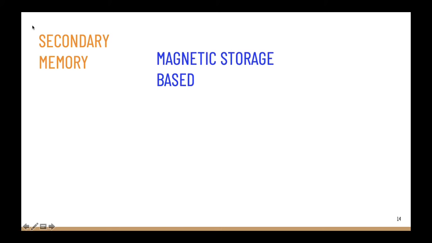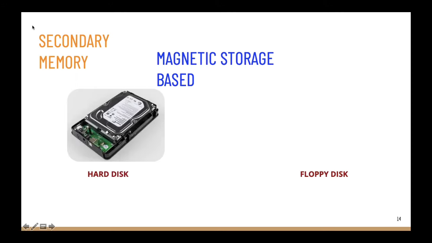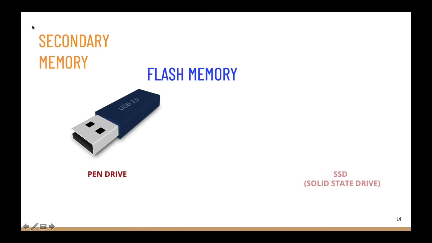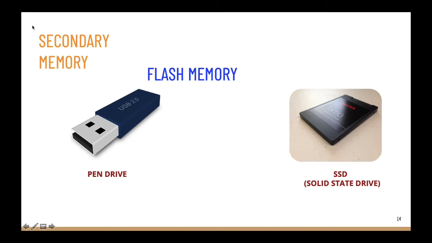So let's see some categories of secondary memory. First is magnetic storage based secondary memory. The examples are hard disks and floppy disk. These have some mechanical moving components. They store information permanently. Second category is flash memory. They do not have any moving components, therefore it is faster as compared to magnetic storage based. Examples are pen drive and solid state drive, but they are expensive as compared to magnetic storage based secondary memory.